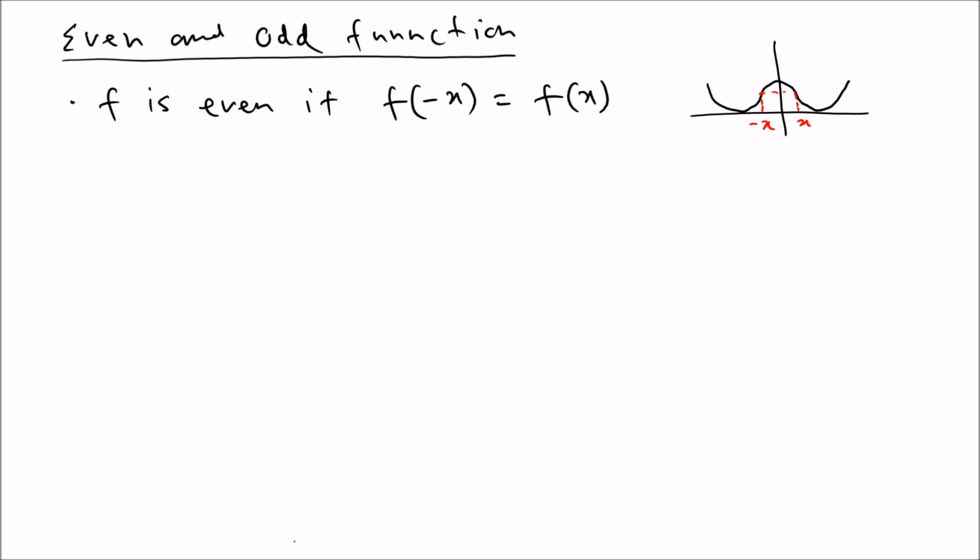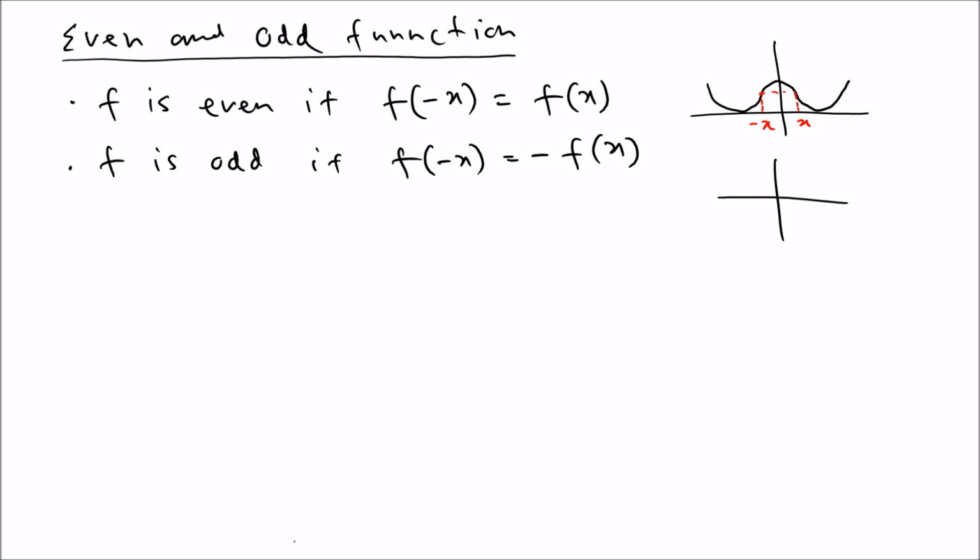And then if it's odd, f is odd if the negative value is the negative of the positive value. So in this case, if you look at the graph, the function goes like that. So the value at negative x is equal to the negative of the value at positive x. You can see they jump from positive to negative. That's an odd function.